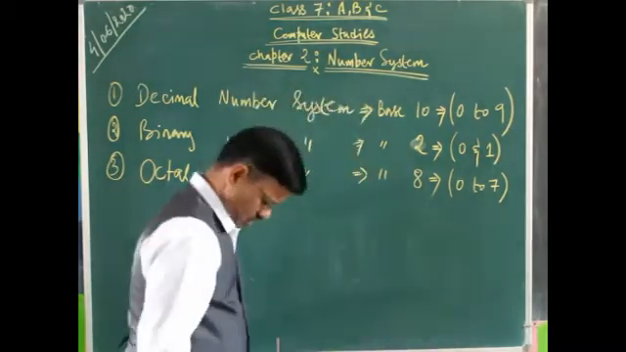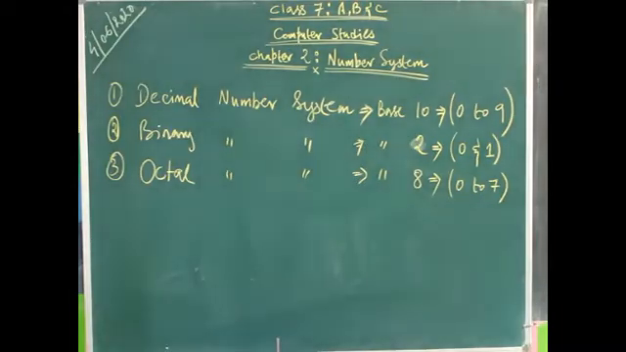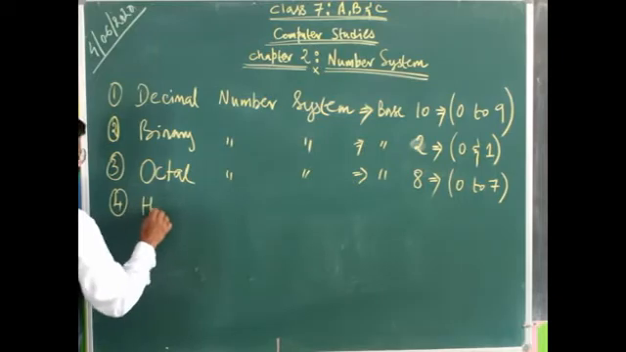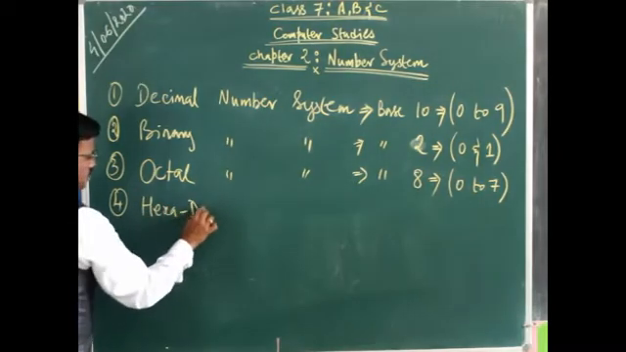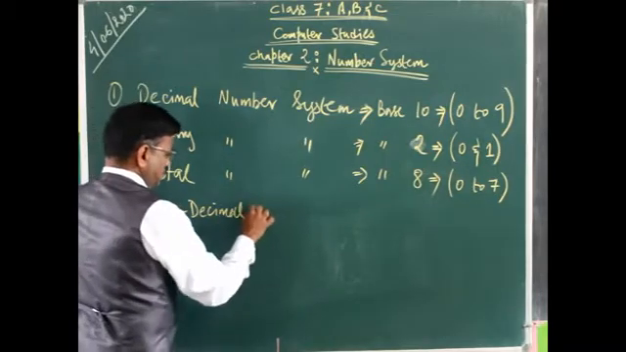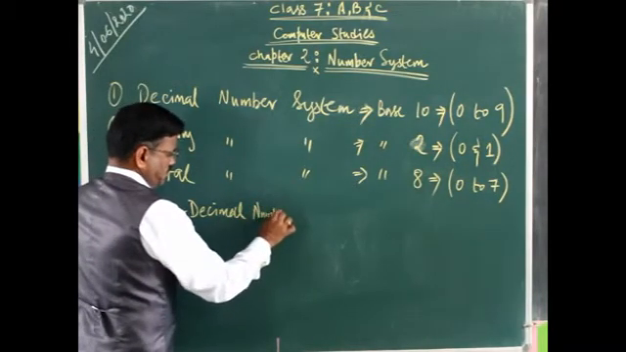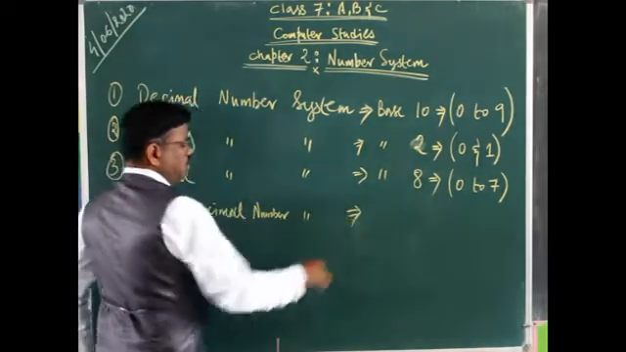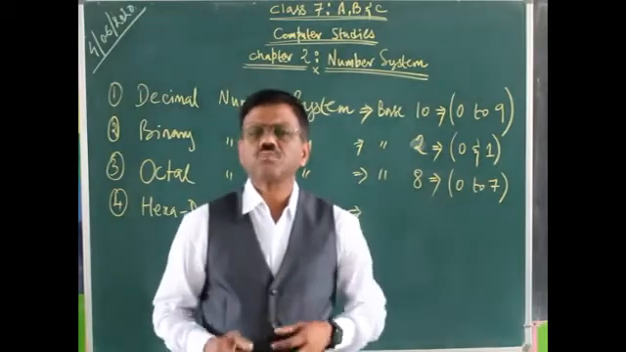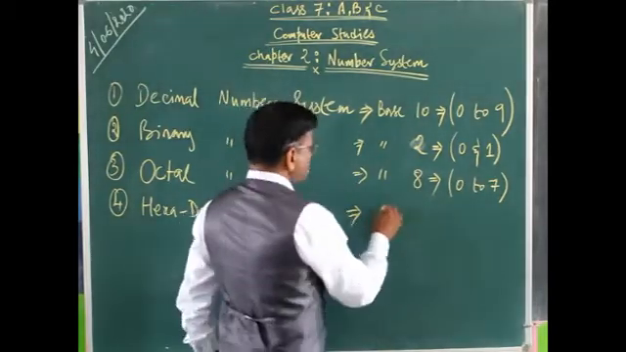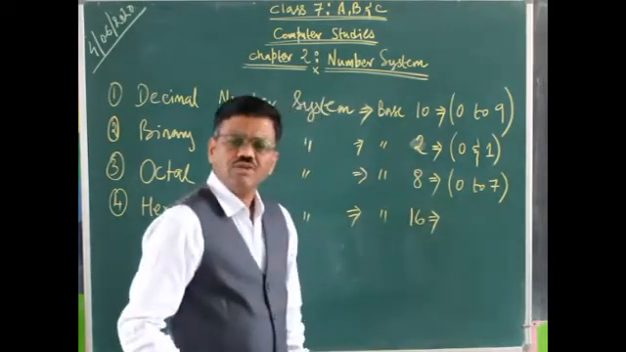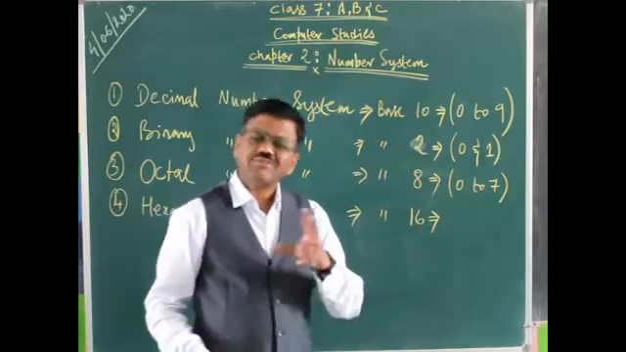The last one is called the hexadecimal number system. Hexa means 6, deci means 10. 10 and 6 would be 16. So what would the base be? The base is 16.